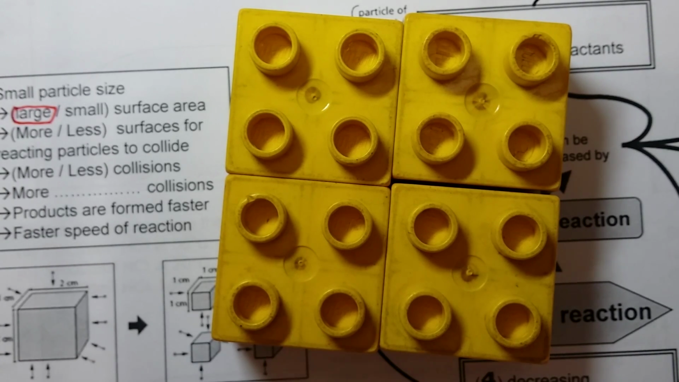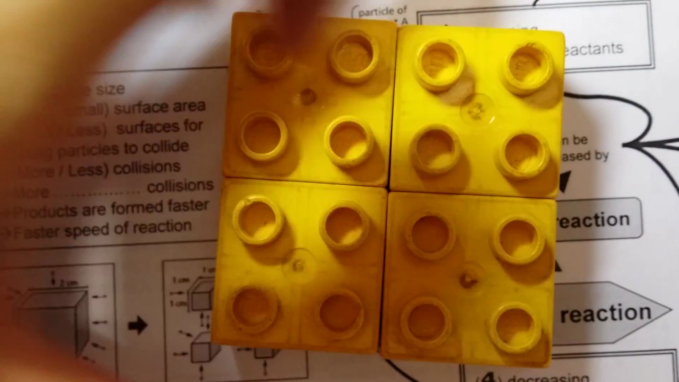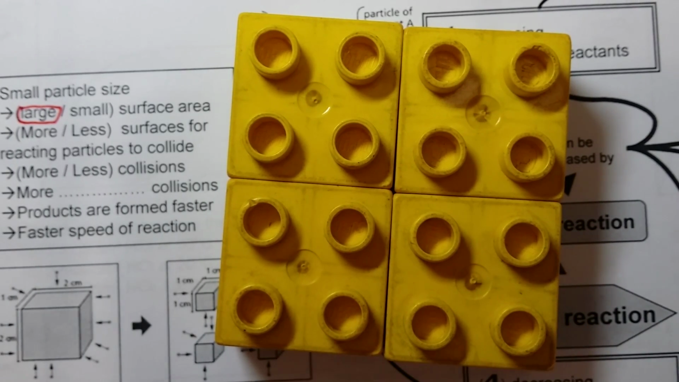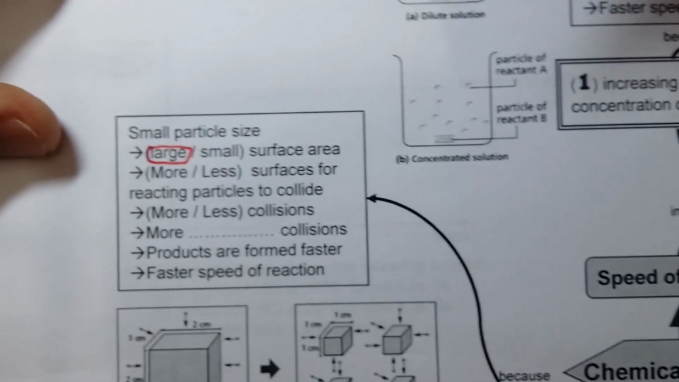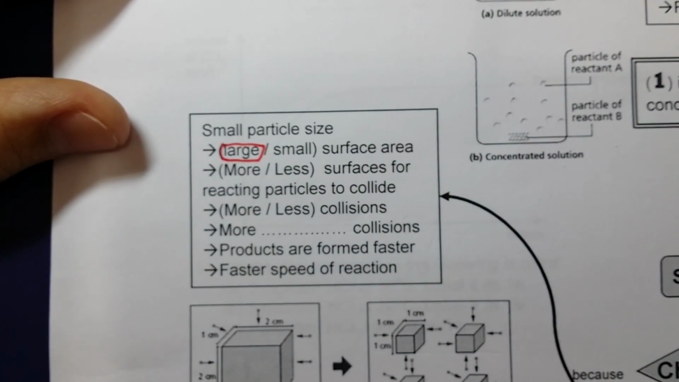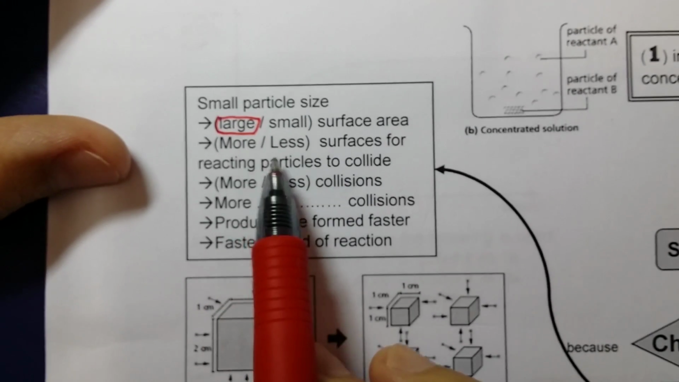So small particle size, total surface area 24 cm square. Big particle size like this, total surface area 16 cm square. So you have 24 cm square and you have 16 cm square, which means that with smaller particle size, the total surface area is actually larger. So small particle size, large surface area. 24 cm square compared to 16 cm square.